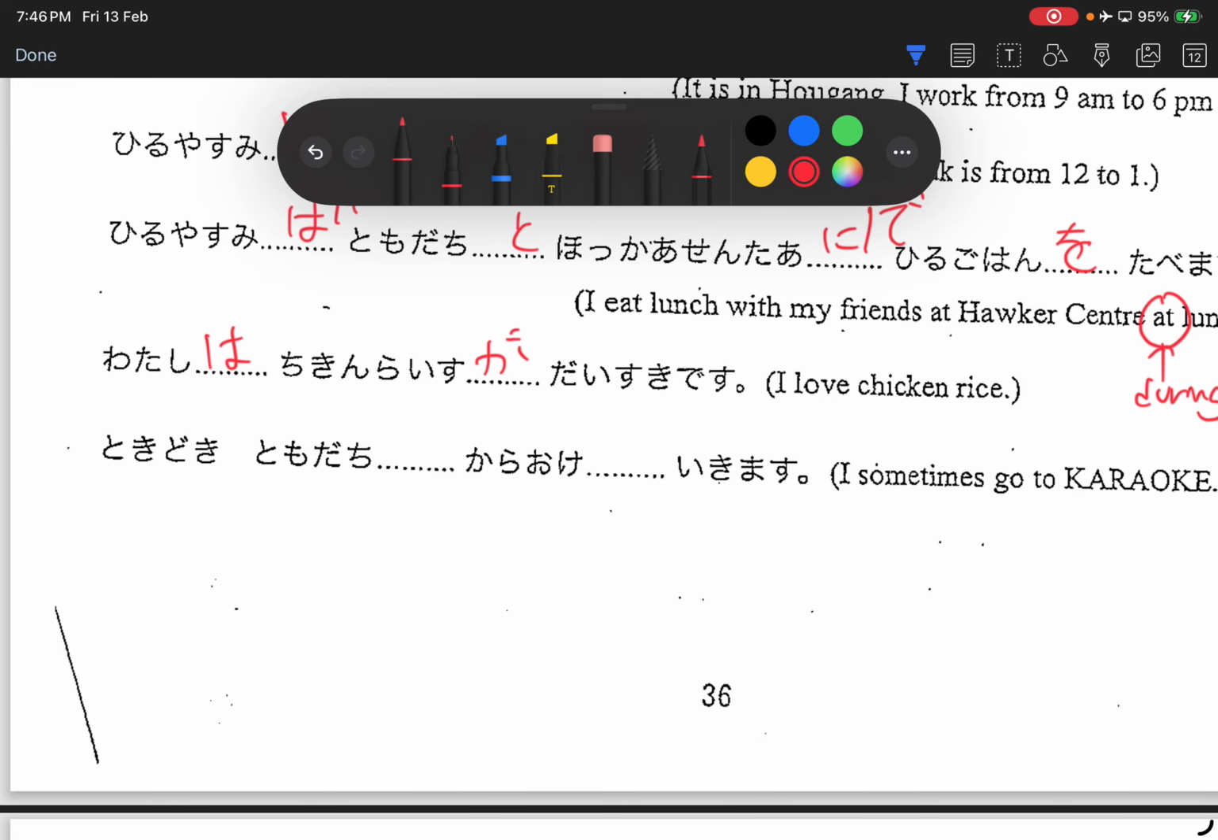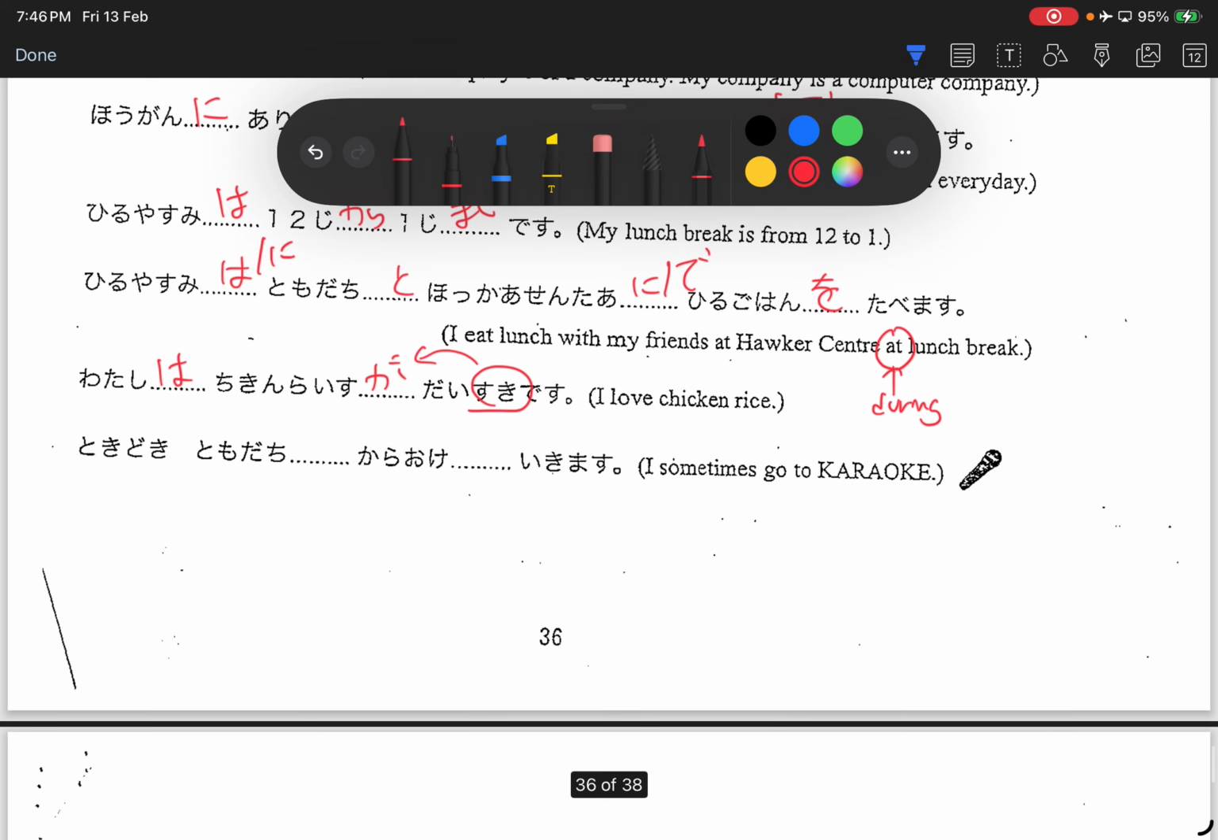Very good, right? Suki, that's why it's ga. Daisuki desu. Chicken rice. Why not chicken? You mean in Japan it's called tori? Okay, tori, but chicken rice is a foreign food, right? It's so funny. If you sell chicken rice in Japan, to them it's a foreign food, right?